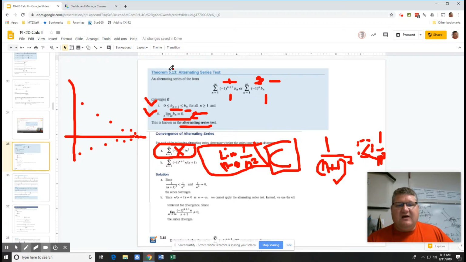Short version is alternating series test. As long as they get smaller, we're allowed to ignore the fact that they're alternating and just pretend that they're all on one side of the axis. Nothing more complicated than that.